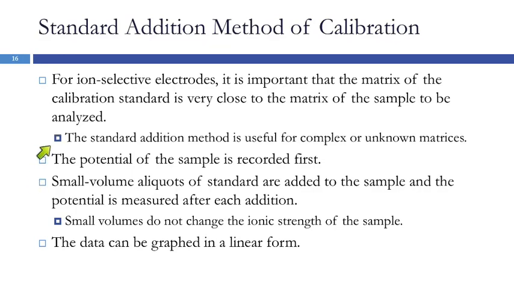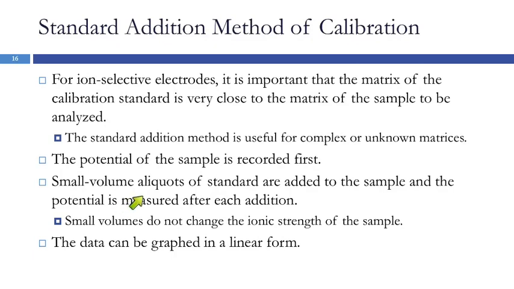So we can use a standard addition method. The basic idea is first you measure the potential of the sample that you're interested in. You put the ion-selective electrode in your sample, let it equilibrate, and then you record the potential on the potentiometer. Then you add small volume aliquots of your standard. If you're looking at calcium, you add calcium ions to the sample itself in small volumes. The small volume ensures that the ionic strength of the solution doesn't change much. You're not really altering the matrix very much.